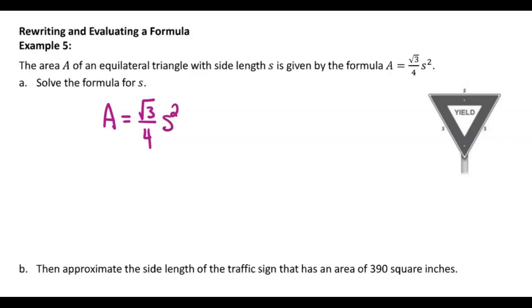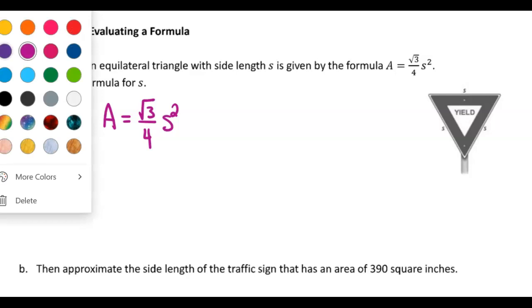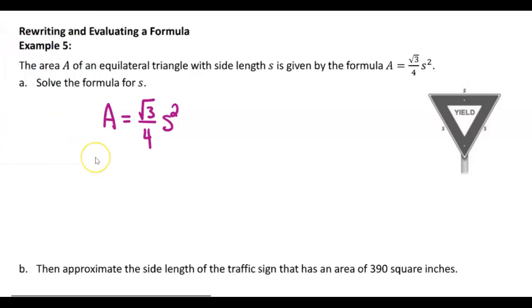We rewrote formulas, which we called literal equations, back in chapter 1, but we didn't do one that had a squared on it. So the first thing we want to do is move that square root of 3 over 4. To do that, I'm going to multiply by the reciprocal, 4 over the square root of 3, and I have to do it on both sides. The reason is that then there's a 4 on top and on bottom and it cancels, and the square root of 3 on top and bottom cancels.